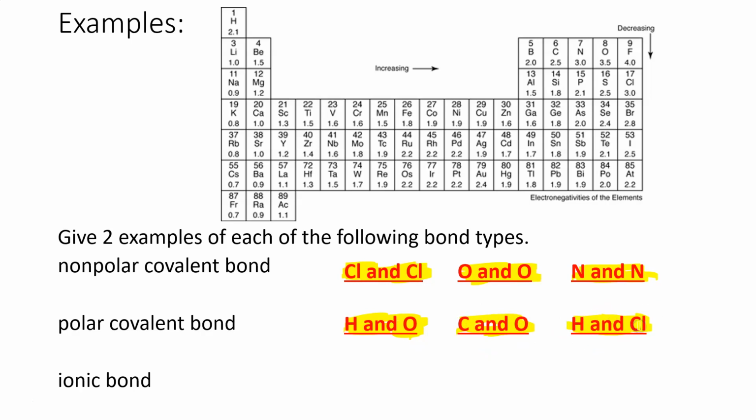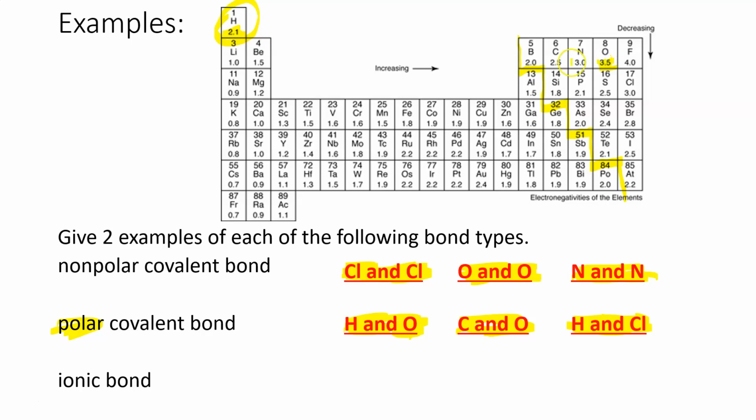If you'll recall, if we have two nonmetals, which most of the nonmetals are on the right side of the staircase, if you have two nonmetals that are bonding, we know that's a covalent bond. Don't forget hydrogen is also a nonmetal. But a polar covalent bond is two nonmetals that have different electronegativities. So hydrogen has 2.1, and oxygen has 3.5, so there's a difference between those two numbers.